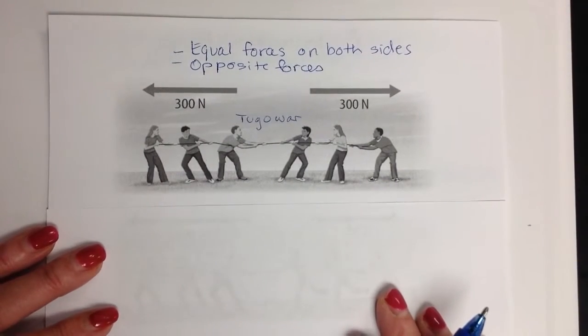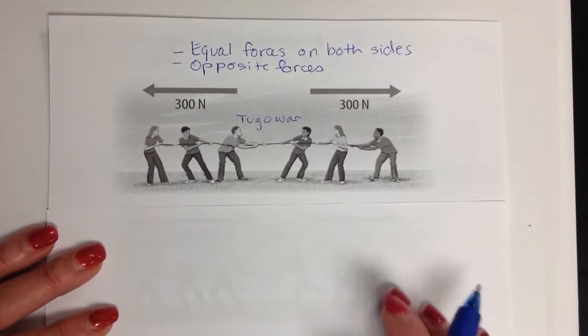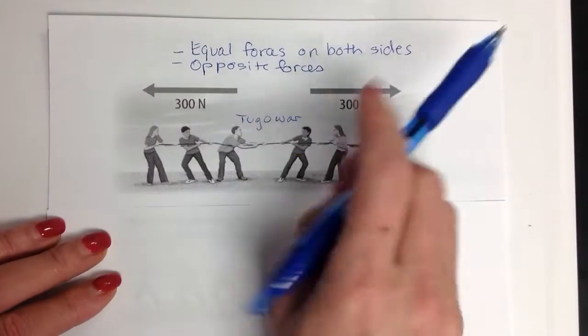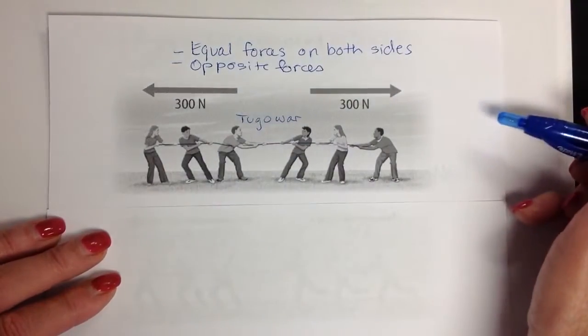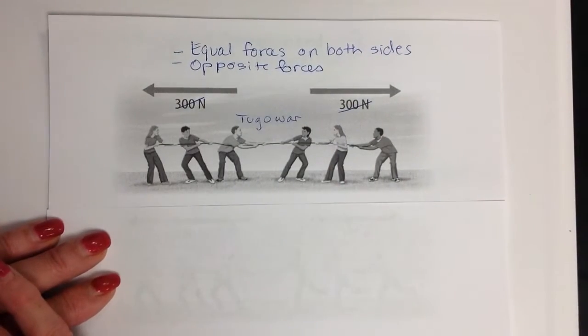So, what do you predict is going to happen here? Well, if you said they're not going to move, you're absolutely right. Because if I'm pulling in this direction with 300 newtons and you're pulling in this direction with 300 newtons, these forces are going to cancel each other out. And now we're left with the net force.